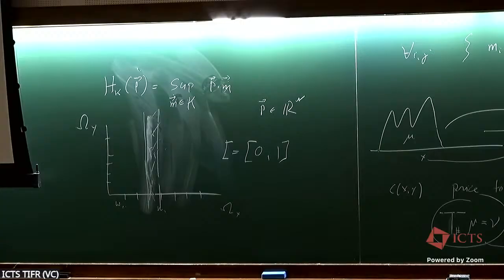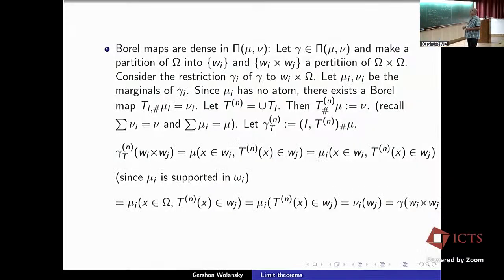Because mu i is just a restriction of mu, it has no atom, so by the first claim there exists a Borel map which pushes mu i to nu i. This is because of the first two steps: if they are one-dimensional, there exists one. If they are more than one-dimensional, we can map to a one-dimensional space by the Borel mapping that we saw before.